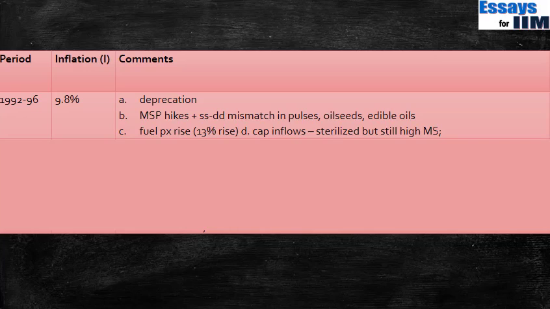So this is the reason why inflation rose, and at that time we were importing a lot, which was the reason why we had the crisis in the first place. Secondly, there were MSP hikes, and there were supply-demand mismatches in pulses, oilseeds, edible oils, etc. So again, because of which the inflation rose. Fuel price rise, again, the most obvious culprit as always. There was a 13% rise in the fuel prices, because of which inflation rose. And there were a lot of capital inflows. Now, with the liberalization in the economy, there was sudden interest in India as an investment destination, and a lot of capital inflows did happen. So this also led to higher money supply, which led to higher inflation.